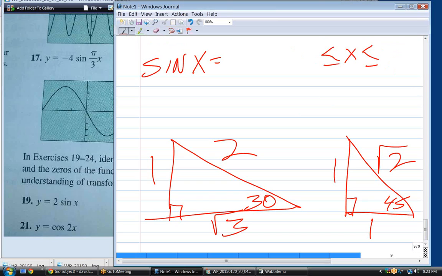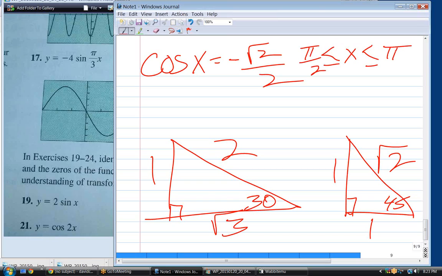This one looks tricky. Okay. Cosine x equals negative square root of 2 over 2. Boundaries are pi over 2 is less than or equal to x is less than or equal to pi. Which quadrant? Second. All right, second. Which is a good thing because cosine should be negative in the second, right?